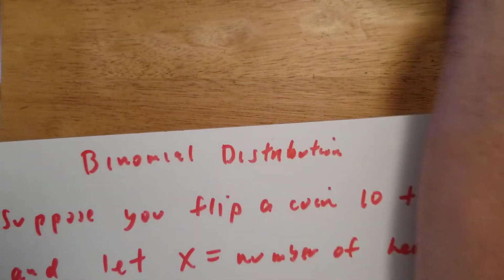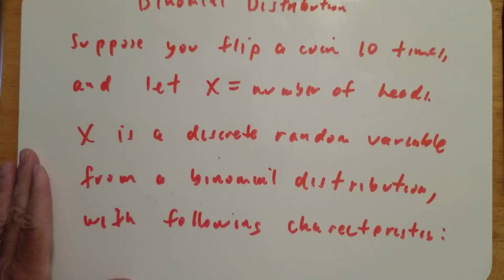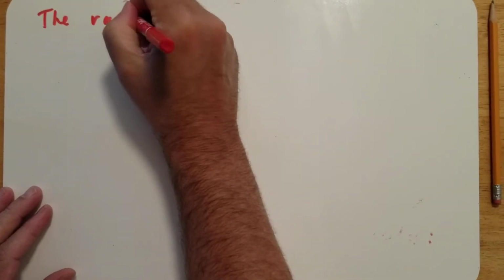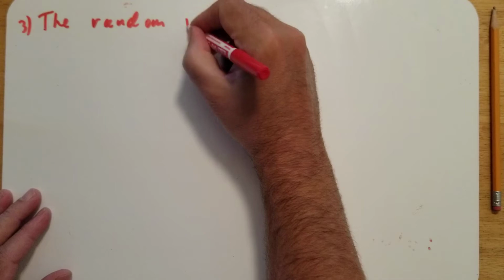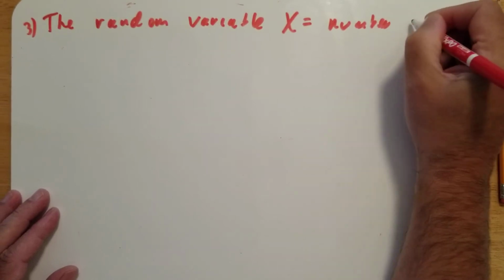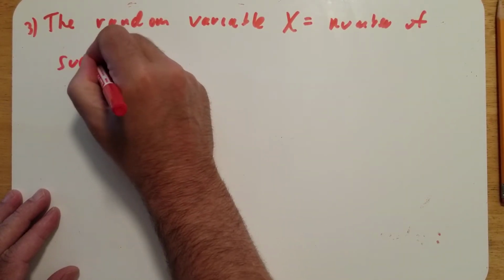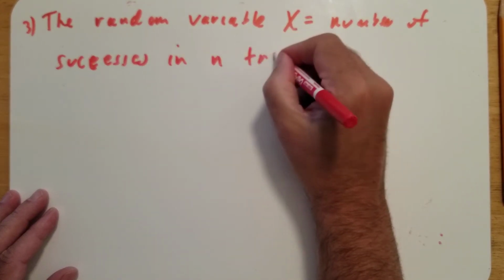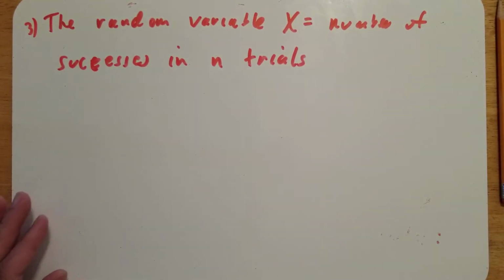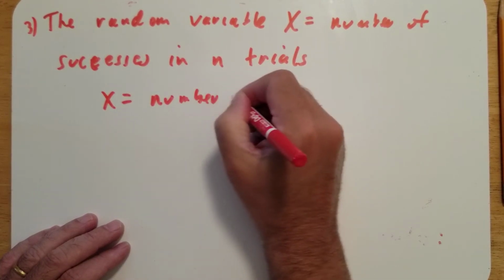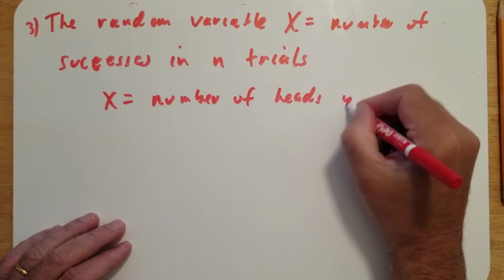The third characteristic is the random variable. This is number 3, the random variable x is equal to the number of successes in n trials. So in our example, the x would be equal to the number of heads you flip in 10 trials.